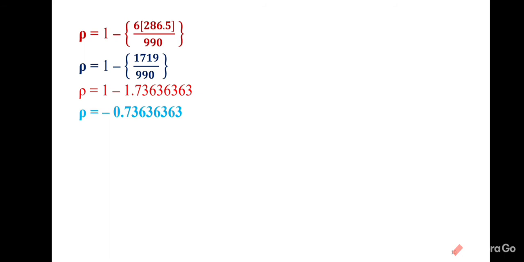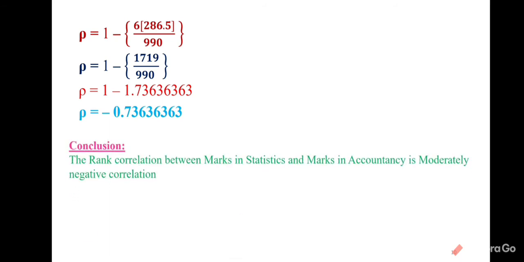This value lies between minus 0.25 and minus 0.75. Then we will say moderately. The rank correlation between marks in statistics and marks in accountancy is a moderately negative correlation. The difference of repeated value and non-repeated value, how to find? So this we can understand.